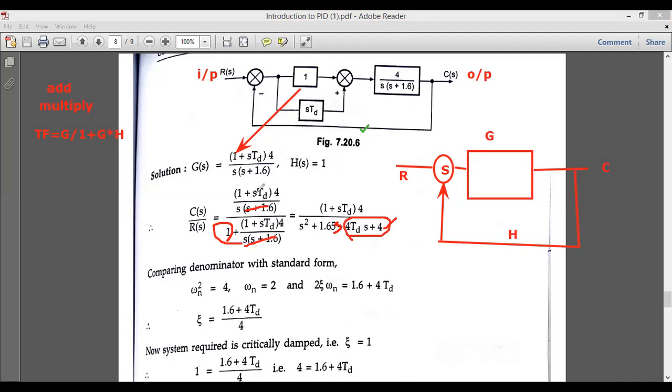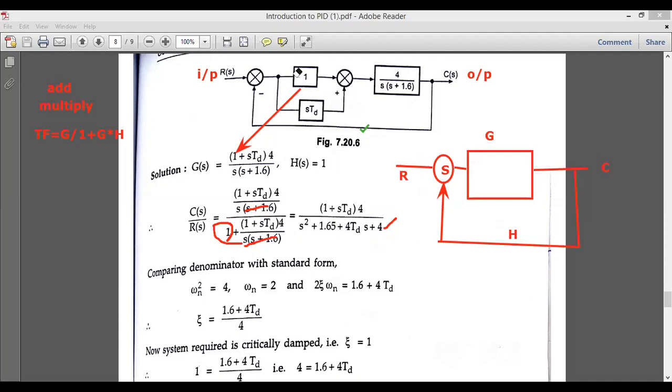That is 1 plus S into TD multiplied by 4, whole divided by S square plus 1.6 S multiplied by 4 plus 4 into S into TD. So we get this particular answer.